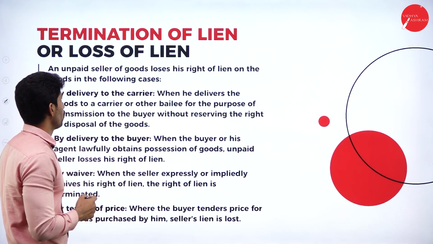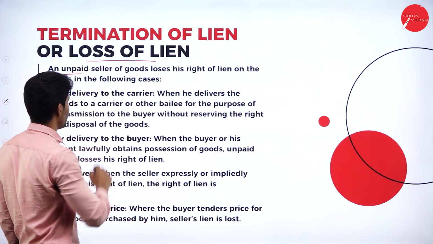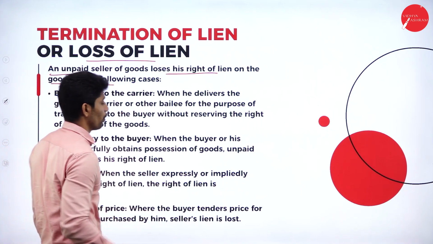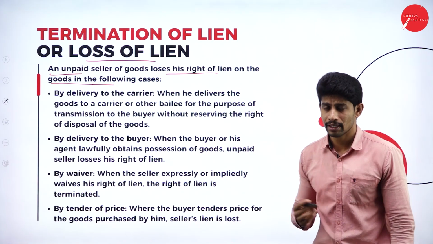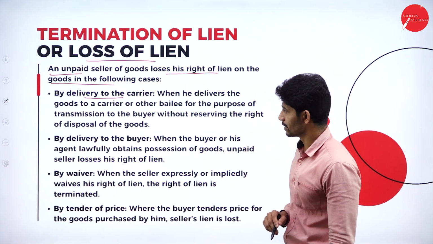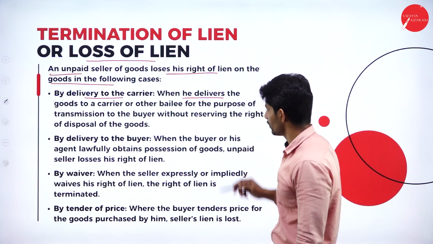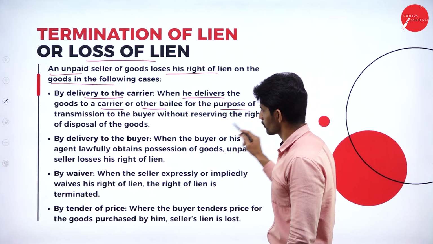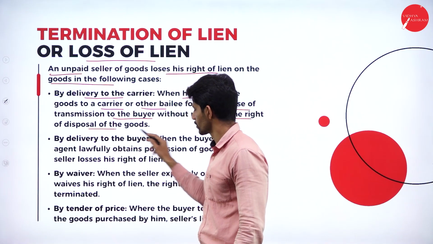Next, termination of lien or loss of lien. So what is this termination? An unpaid seller of goods loses his right of lien on the goods in the following cases. Sometimes he may lose the right of lien in a few cases. Which are those cases? By delivery to the carrier. When he delivers the goods to a carrier or other bailee for the purpose of transmission to the buyer without reserving the right of disposal of the goods.